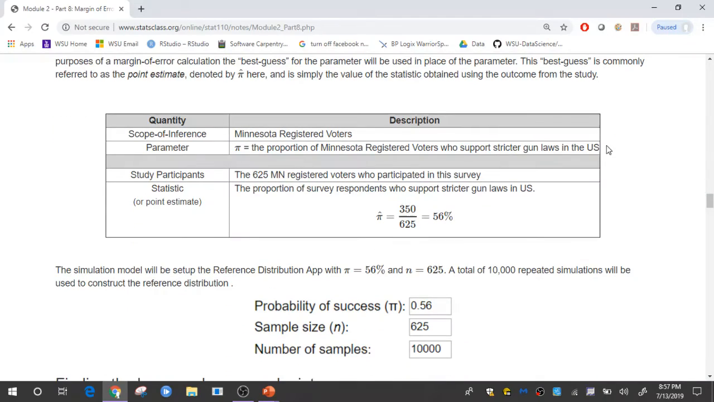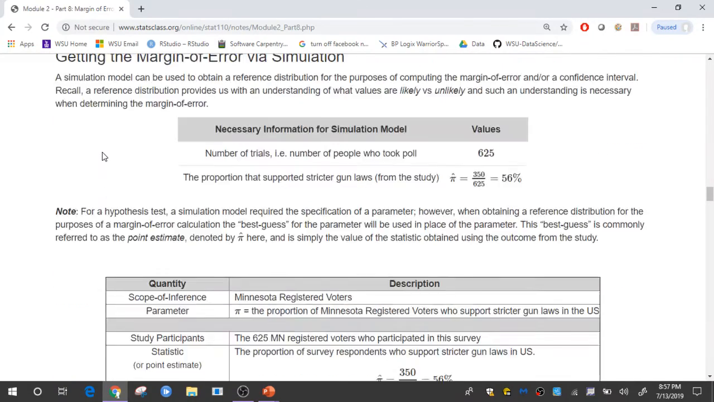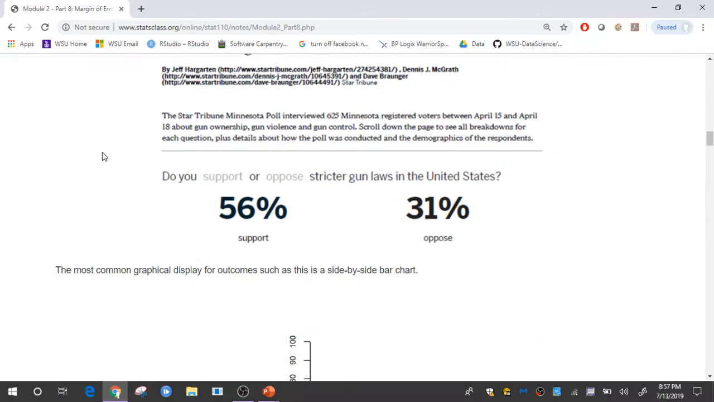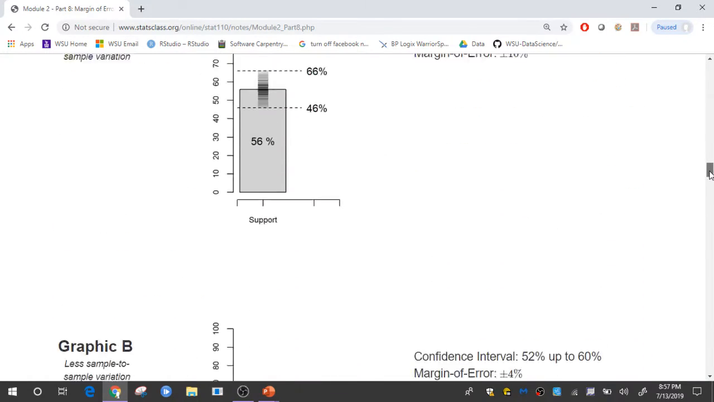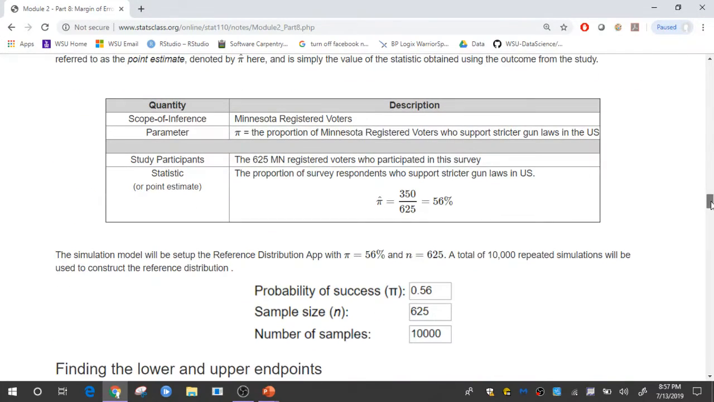Okay, so let's just take a minute and identify the following quantities here for this example. So my scope of inference is going to be Minnesota registered voters. Again, they told me that in a description of the poll that they took. So they interviewed 625 Minnesota registered voters. So my scope of inference here is Minnesota registered voters. The parameter is just the proportion of Minnesota registered voters who support stricter gun laws.